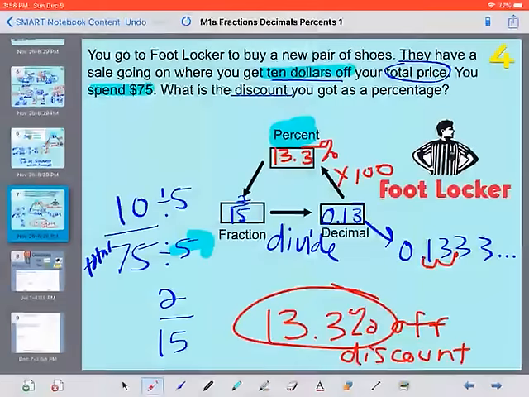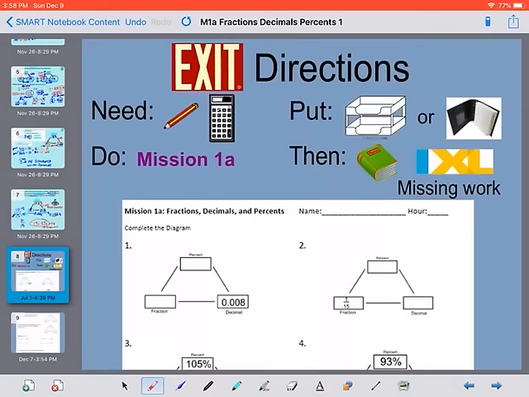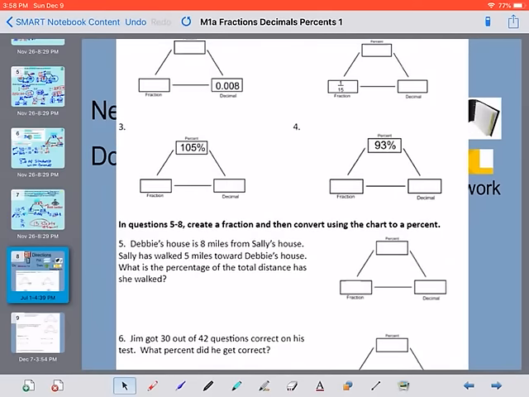Alright, there is one similar to that on your homework, which is why I chose to do that right now. So go ahead and get started. We have your questions here. I drew out the triangle for you so you can go from a percent to a fraction to a decimal.